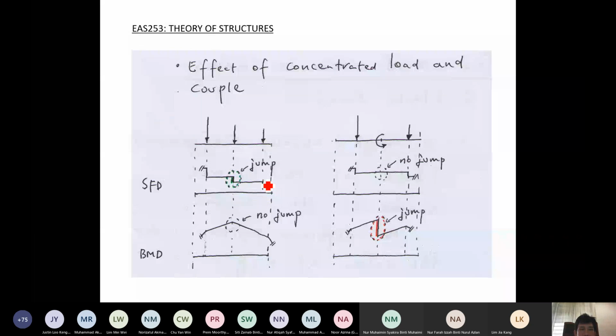And in the bending moment diagram, at the location where there is a point load, in the shear force diagram you have a jump, but in the bending moment diagram there is no jump. There is no jump, but you only have a very sharp kink here. Straight line here, so a very sharp corner here, but there is no jump.